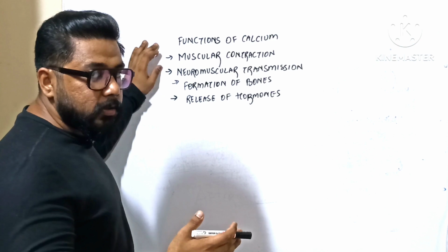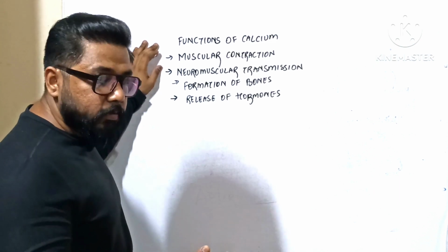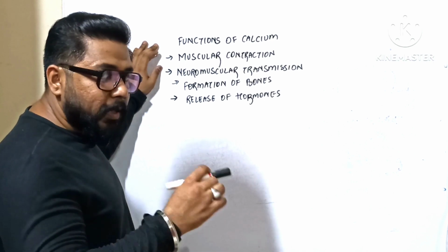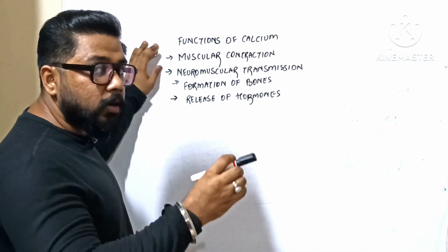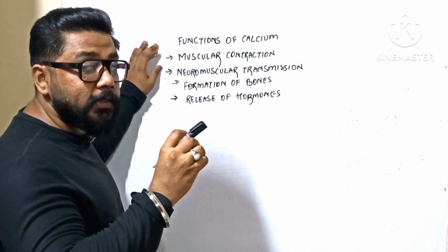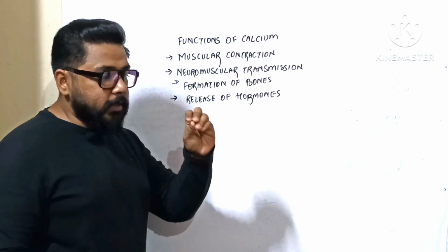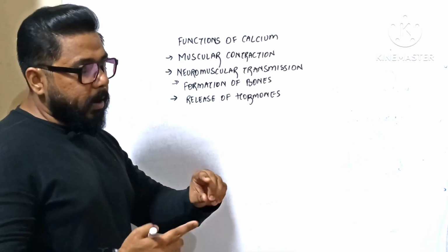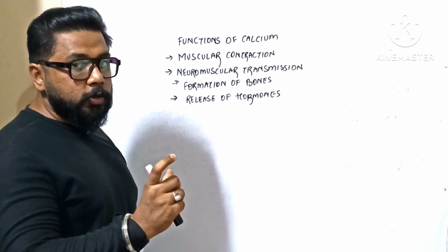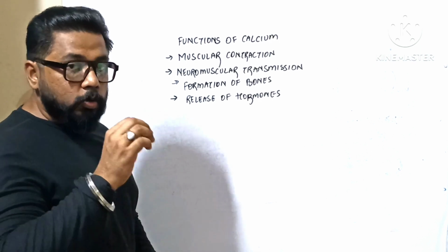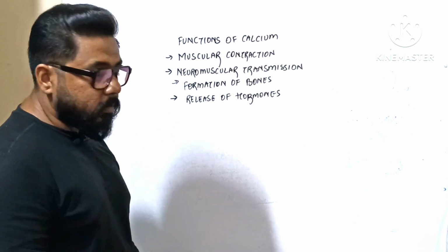You might remember the skeletal muscle anatomy, muscular contraction and the sliding filament theory. In that we have seen there is a troponin, a calcium binding site, on which the calcium goes and binds. When the calcium gets attached, the myosin gets attached to the actin and the sarcomere shortens, right? So for muscular contraction, you require calcium ions.